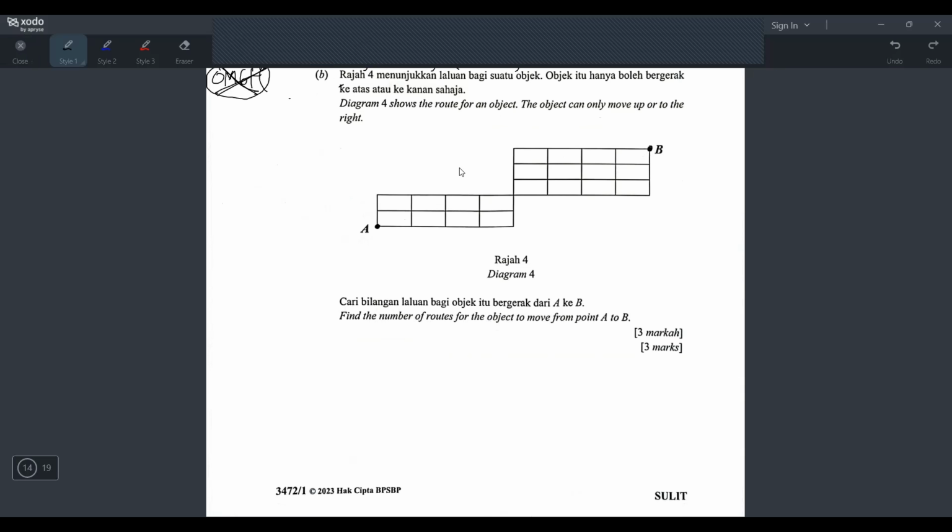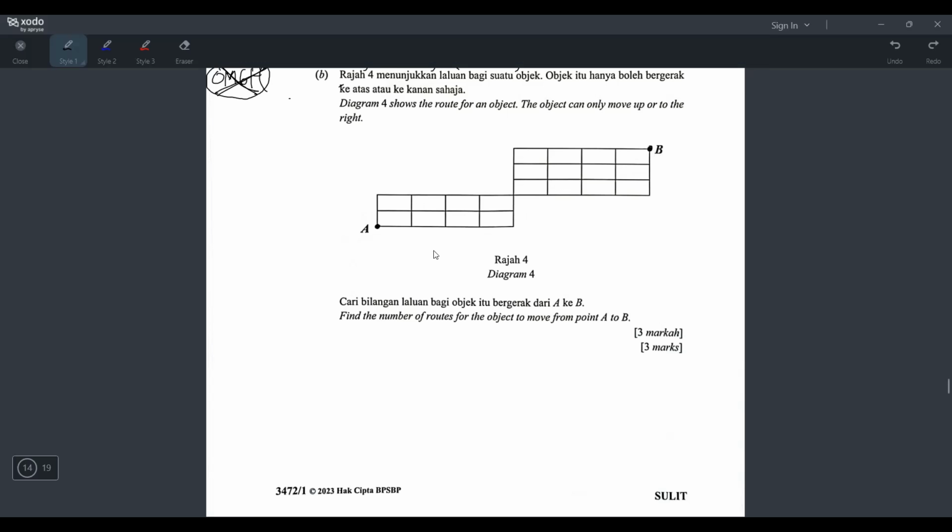Okay, let's think about this. If I want to go from A to B, there's a lot of ways, right? Of course, you can go like this, like this, like this, like this. Remember, you can only move up and right. So this is one way, right? Or maybe you can go like this, like that also can, right? Or maybe like this. So there's a lot of ways. If we keep drawing one by one, I think until tomorrow also, you can't finish all the possibilities because there's too many. So what we will do is we will use permutation and combination instead.